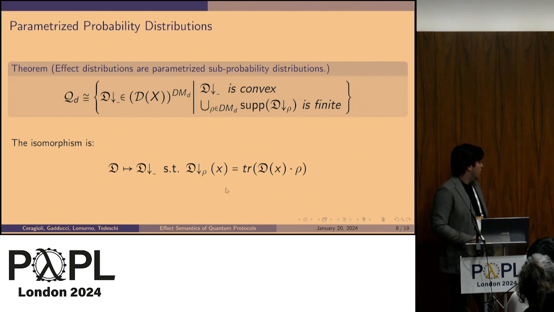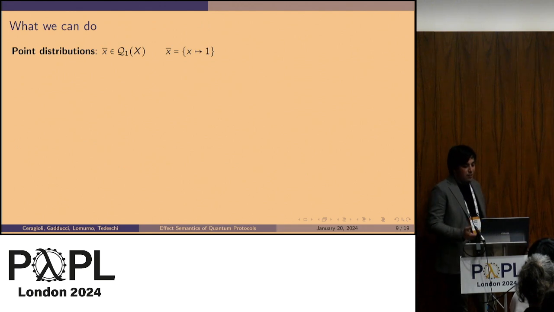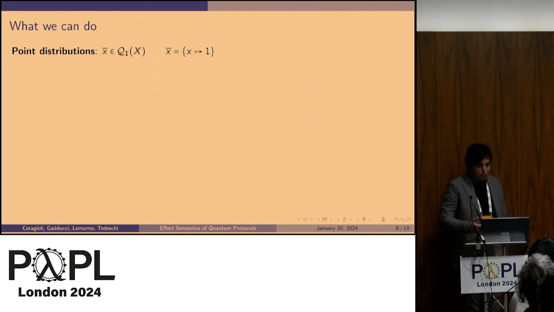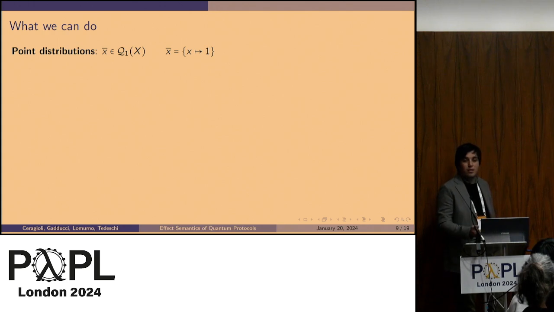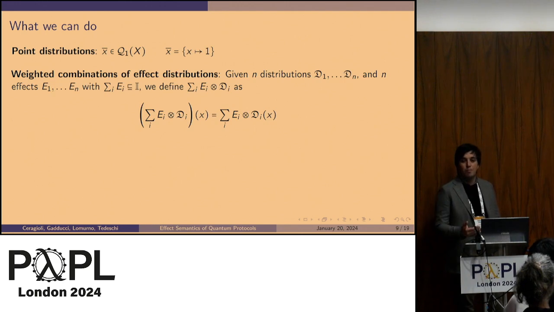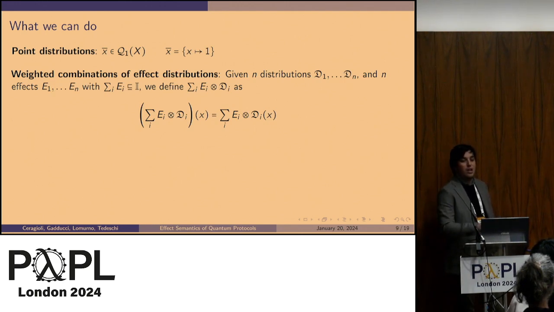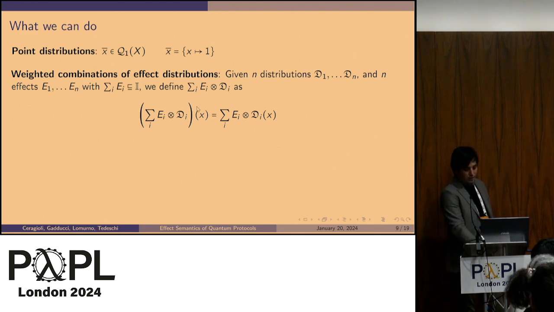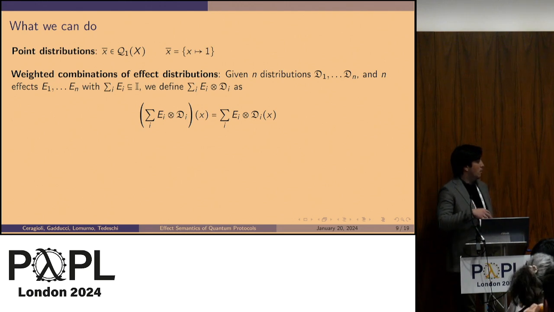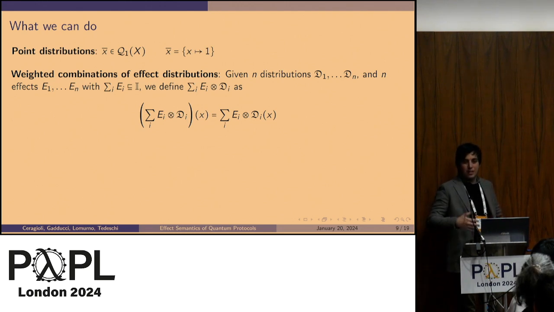We can lift it in a pointwise manner. So on these new effect distributions, we can perform some operators. So we have the point distribution or delta distribution. We have weighted sum of distributions in which we have as weight f_x in general and not just probabilities. Notice that here we are composing effects and distributions with the tensor operator. So in our intuition, this represents that we are building a bigger effect that is measuring more qubits.